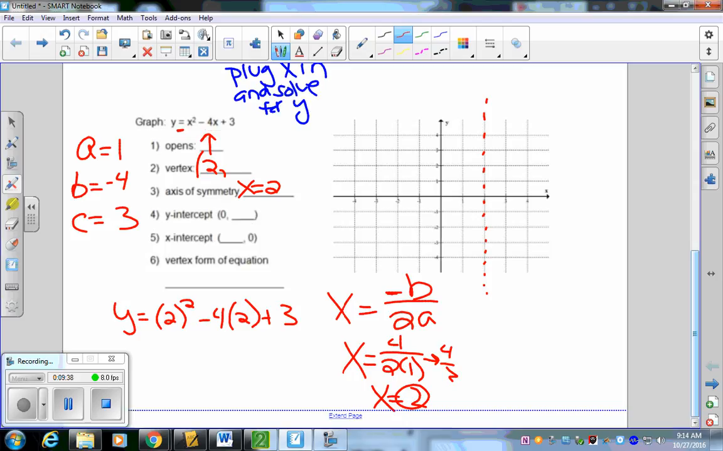Okay, now we have to simplify that. All right, so we've got y is equal to 4 minus 8 plus 3. Y is equal to negative 1. So that's telling me my vertex is at the point (2, -1). So right here, use a different color to find it. Woohoo! Okay, there is my vertex.